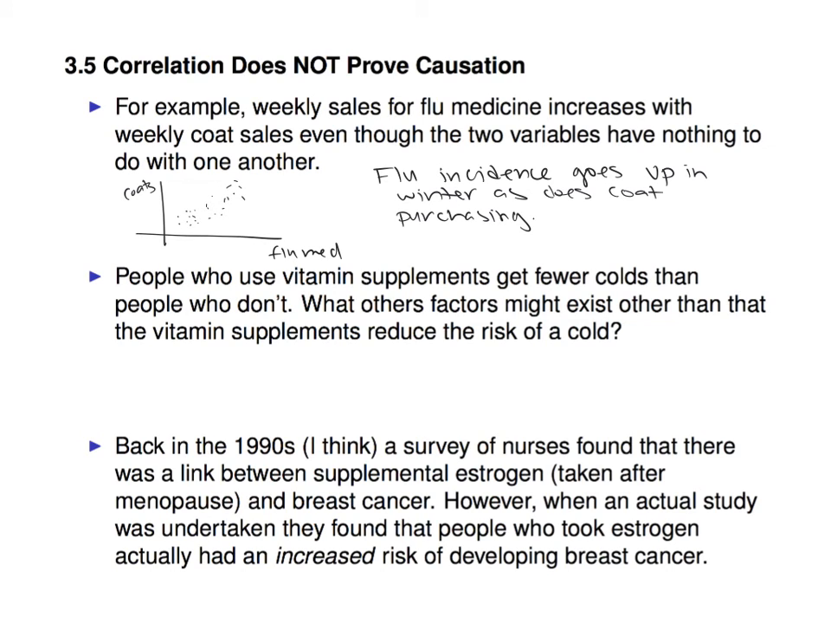People who use vitamin supplements get fewer colds than people who don't. So a really common thing to conclude here is, well, maybe vitamin supplements mean that I get sick less often. And while that might be the case, this has been a problem in health studies before, that you don't know if those people taking vitamin supplements are just more healthy overall. So this is something called healthy user bias.